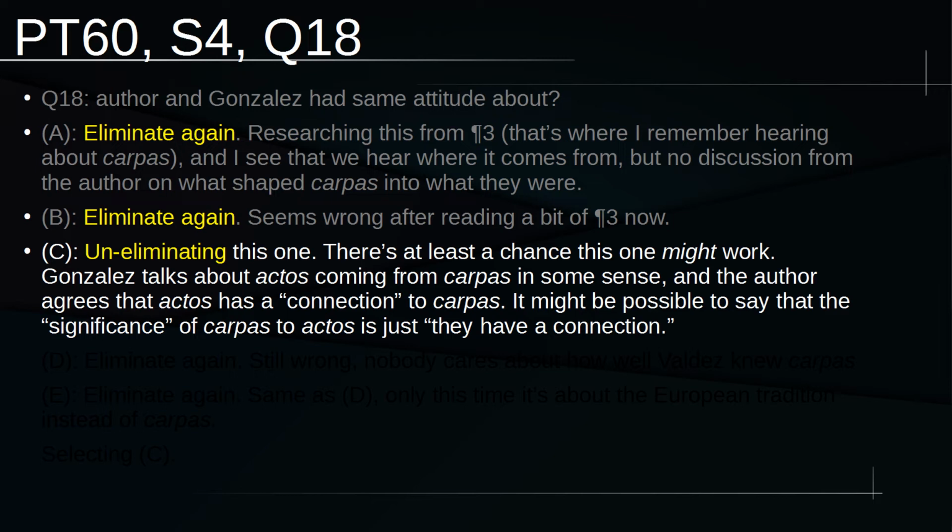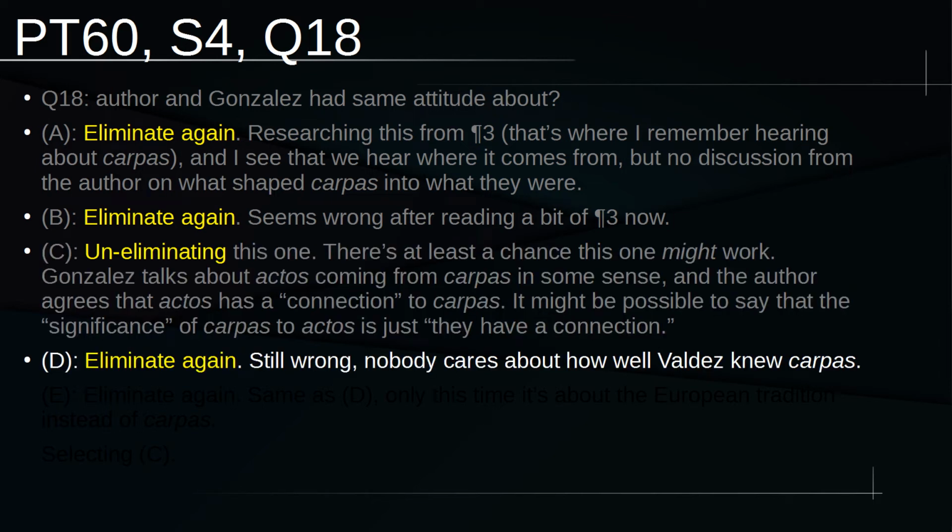That's what the language is. I think it's a stretch, but it's a stretch that nonetheless can be made. I don't see a similar stretch point for either A or B so far, so in that light, C does get uneliminated because it's a stretch but within bounds, within reason to an extent. And I'm recalling that D and E are both sort of easy eliminations, but looking at D again, yeah, it's still wrong. I don't think anybody cared about how well Valdez knew Karpas.